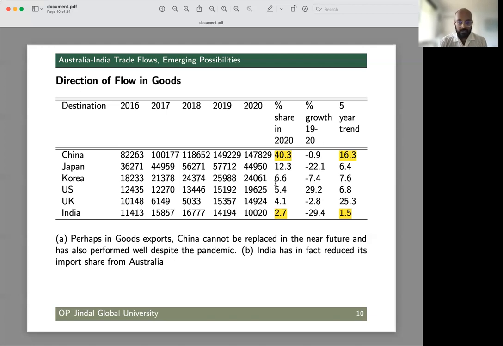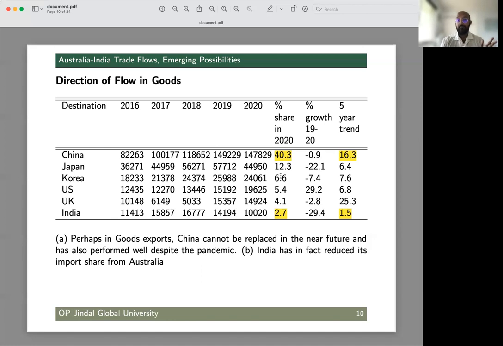So India has a share of about 2.7% in Australia's total goods export. If you compare and contrast that with, say, the average export destinations, UK and US, they have like 5.4 and 4.1. But if you compare that to the Asian region, China, Japan, and Korea, China and Japan itself together have about 50% market of Australian exports.